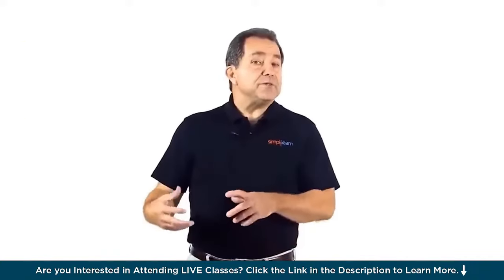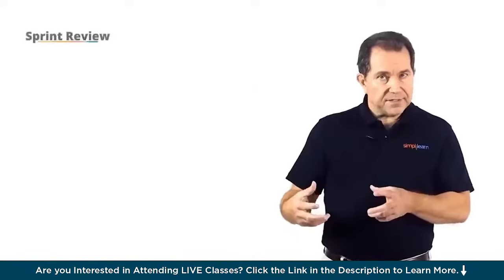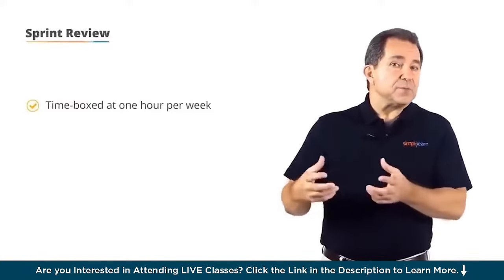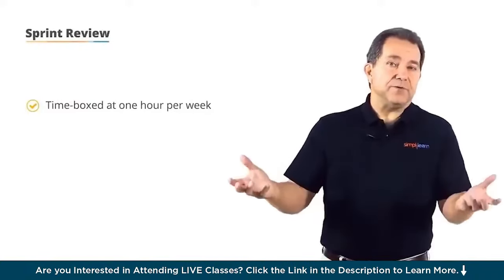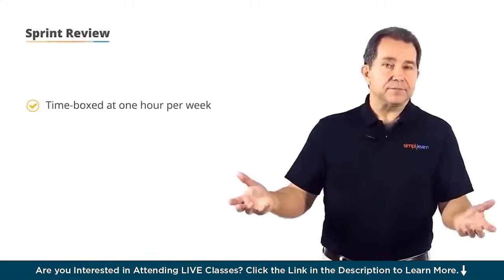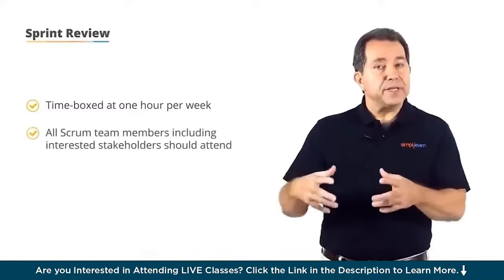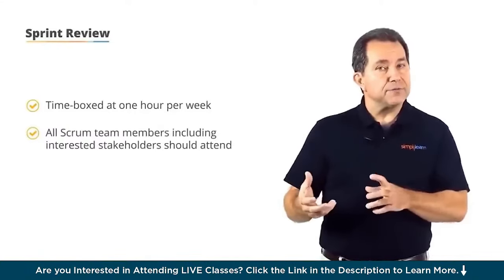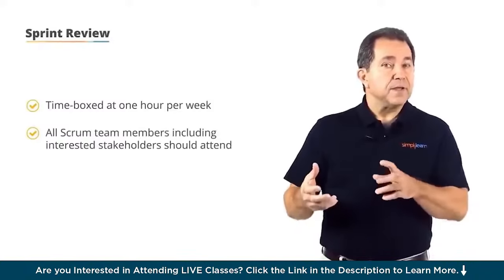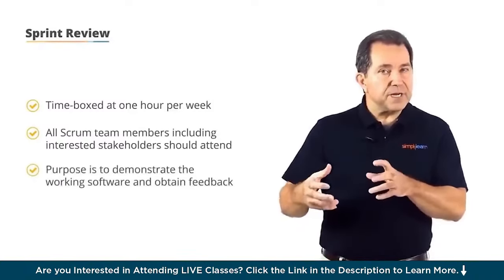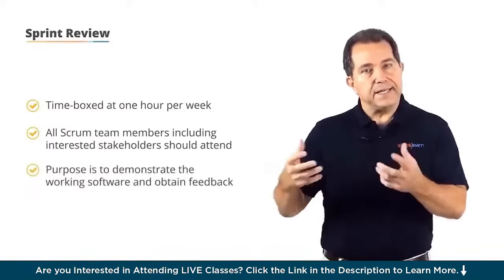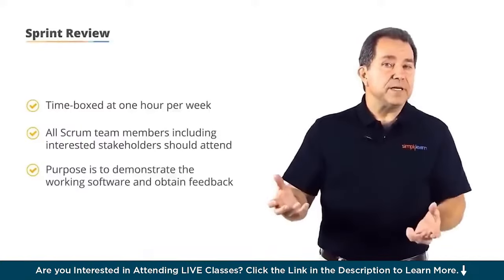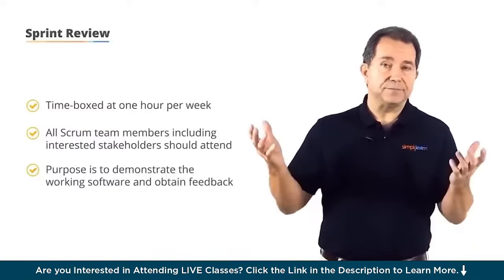The sprint review takes place at the end of the sprint and is time-boxed at 1 hour for each week of the sprint. So if the sprint were 4 weeks in duration, the sprint review meeting would be 4 hours. It should be attended by the complete Scrum team, including all roles, plus any other stakeholders who are interested in project success. The purpose of the review is to demonstrate working software and obtain and assess feedback. Feedback may range from full acceptance of the completed software to complete rejection.